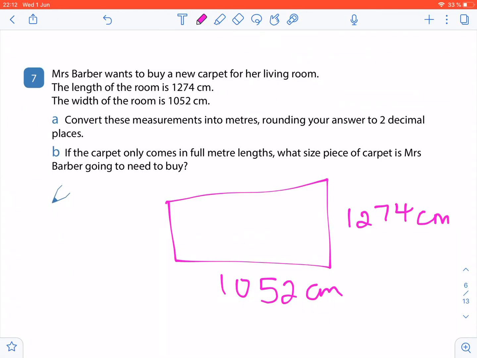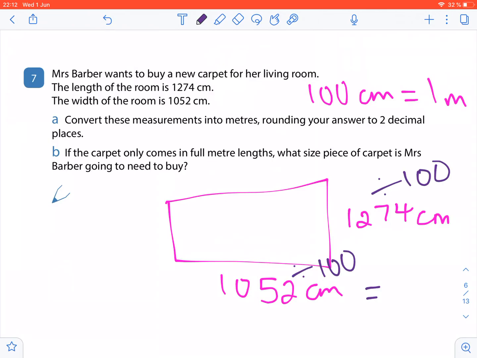So first of all, I want you to convert these measurements into metres. So you've got to use the fact that 100 centimetres equals 1 metre. So we are going to divide these by 100. I'm going to divide this one by 100 as well. So remember, you can use your place values, and you're going to move your numbers 2 spaces to the right, so that this one becomes 10.52 metres and this one becomes 12.74 metres.